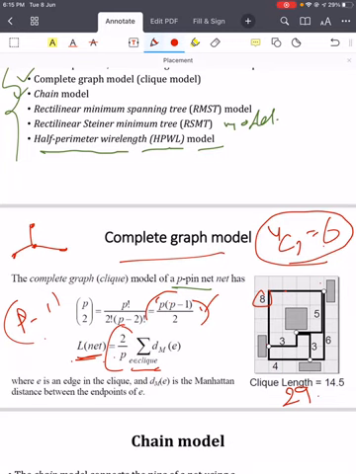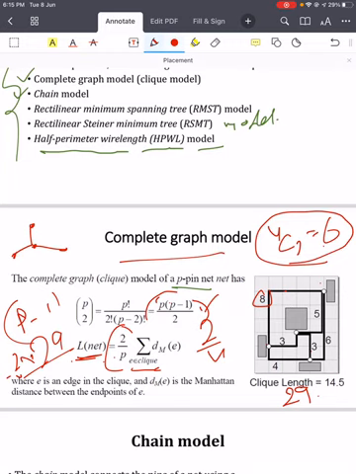And what is the 2 by p factor over here? 2 by p is 2 by 4. So 29 into 2 by 4, that means 29 by 2, which is 14.5. So this way you can estimate the wire length of a p-pin net. So that is the complete graph model, that is also known as the clique model.